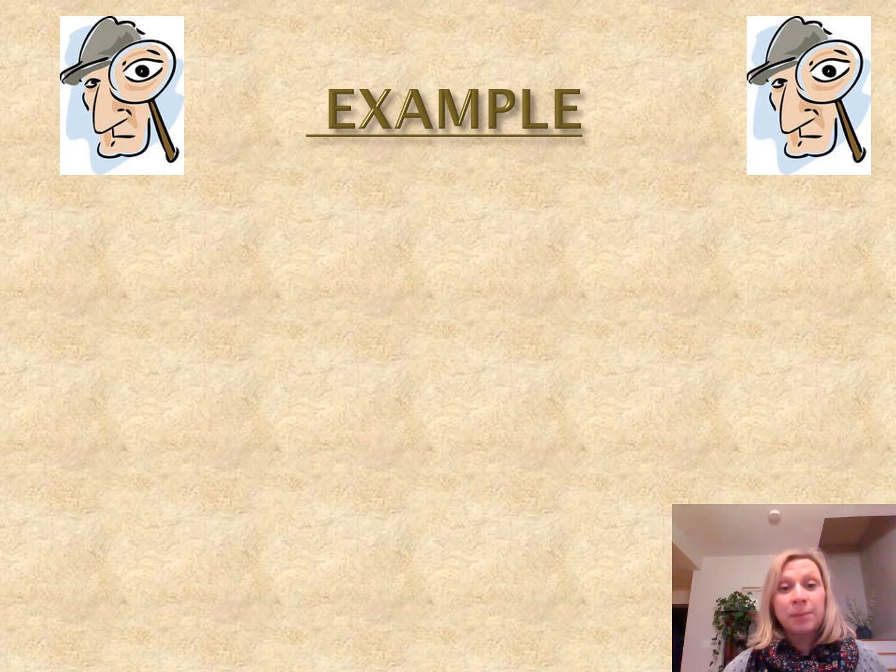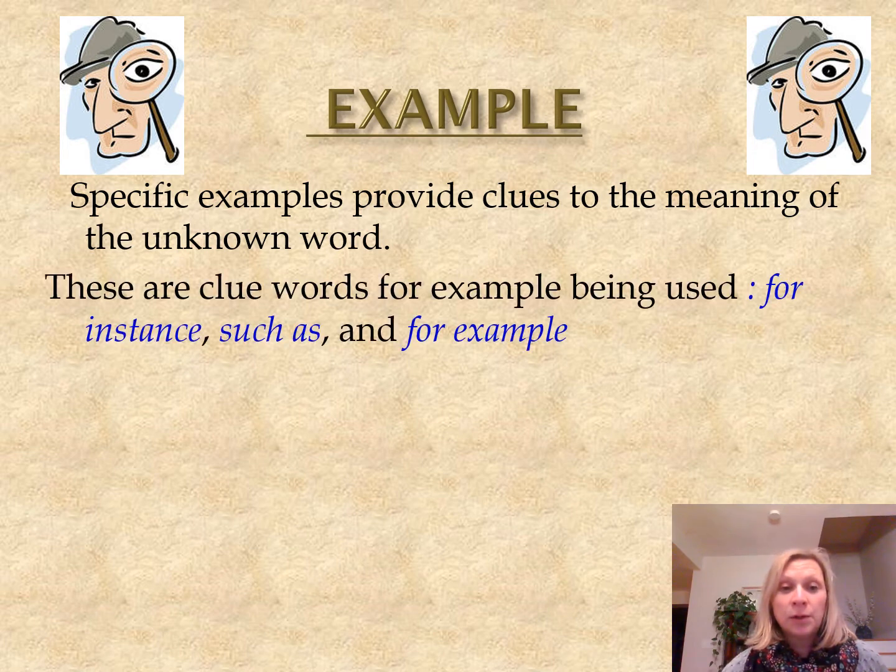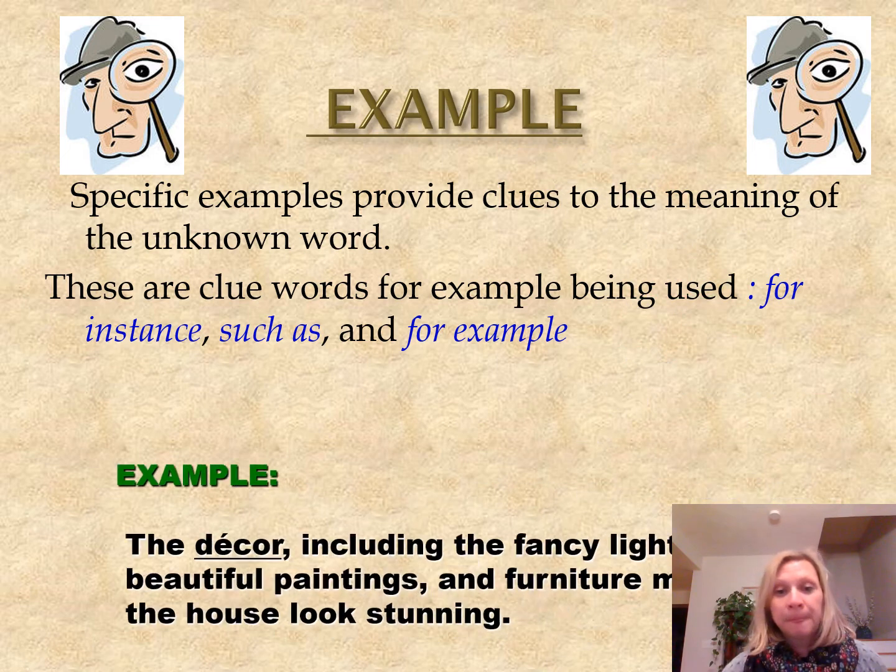And the next one is example. So this is when specific examples provide the clues to the unknown word. So some of the clues are, for instance, such as, for example. Let's take a look at this one.